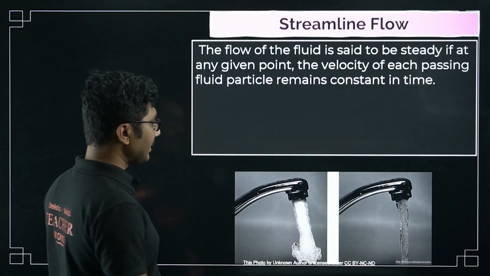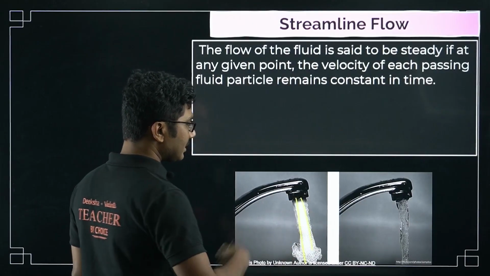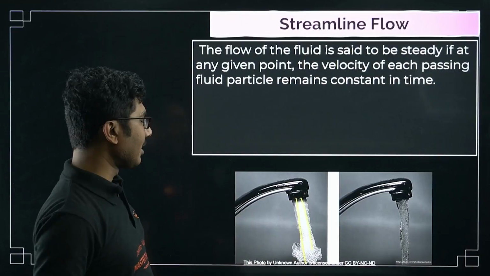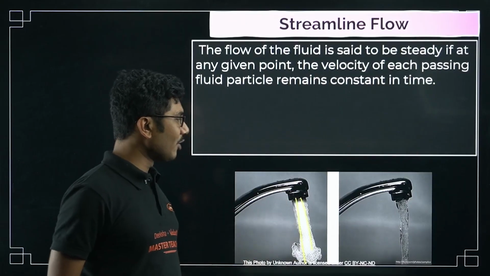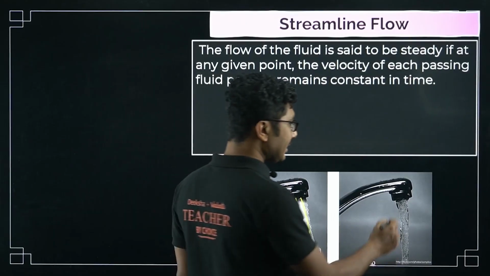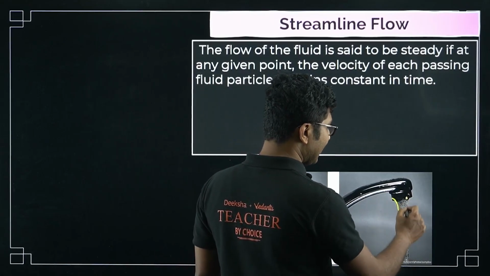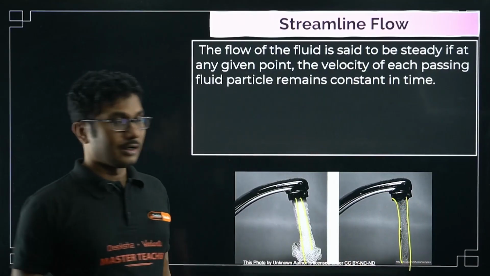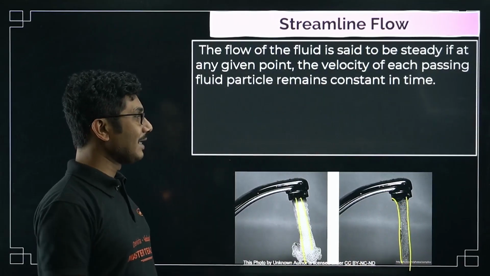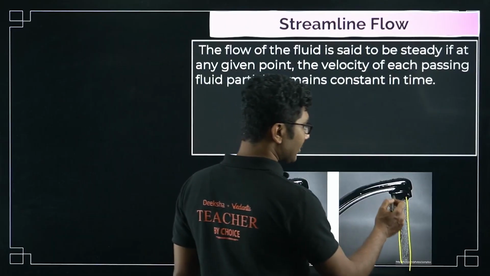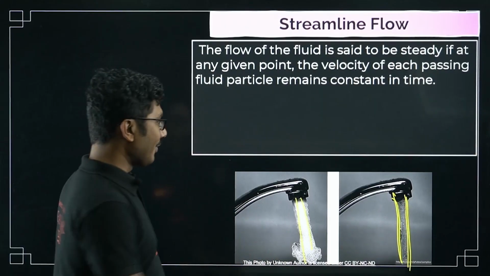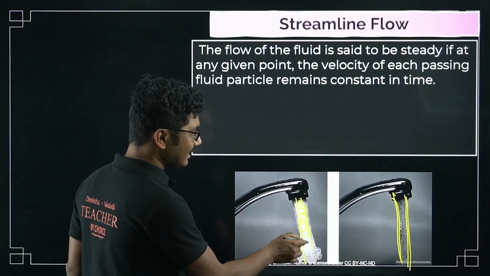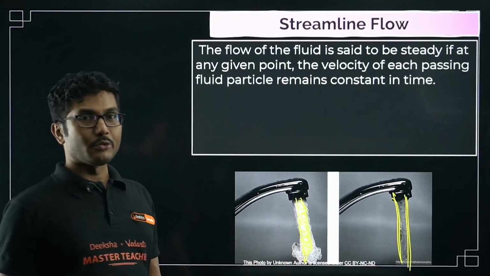Streamline flow. If you see this flow, this motion, it is completely muddy, milky, and you cannot see the flow of water clearly. Now if you see this one, you can see the water in each and every layer, streamlined. So this is a streamline motion where the water is falling slowly and you can see it clearly, whereas here the water is falling like this, and this is called turbulent motion.